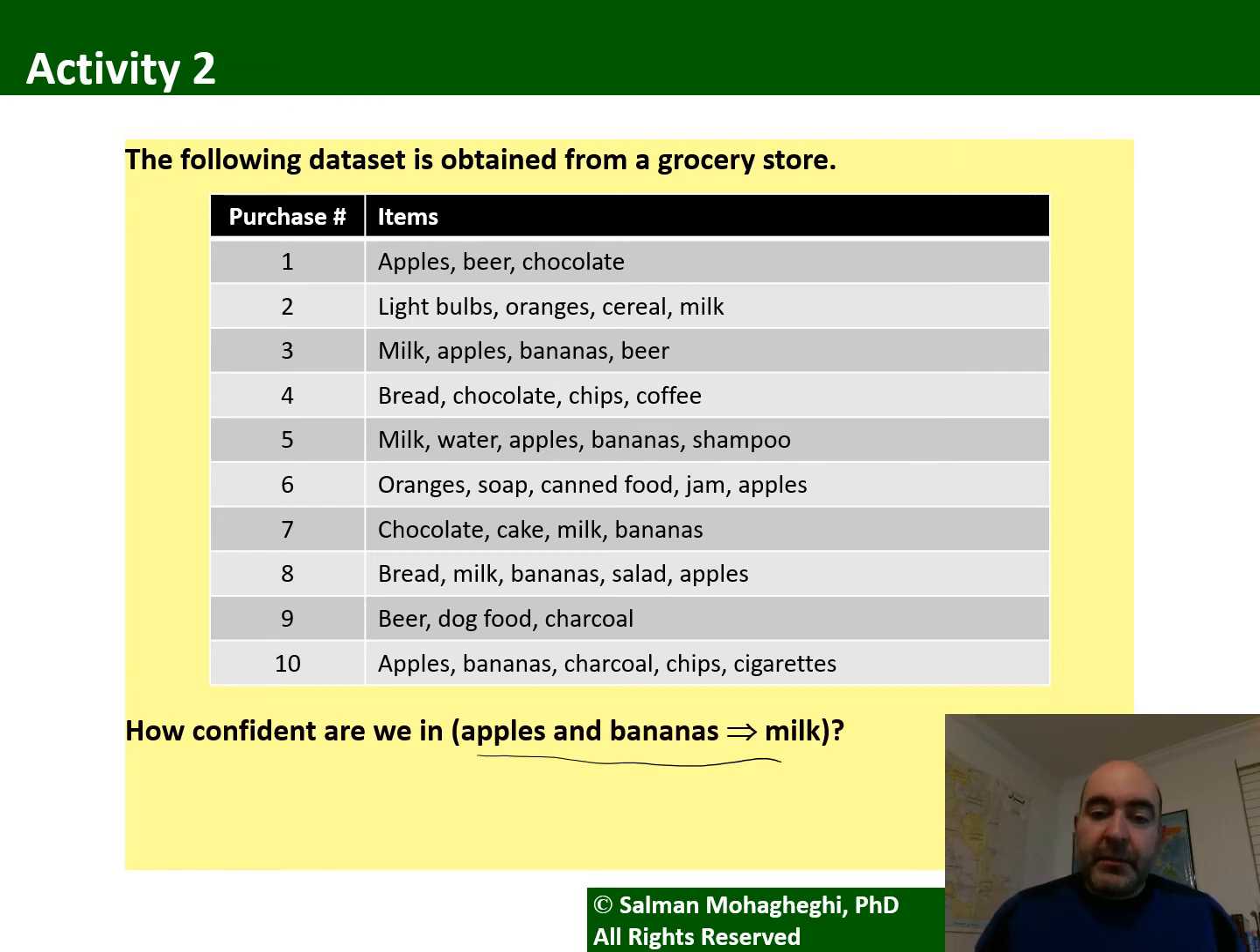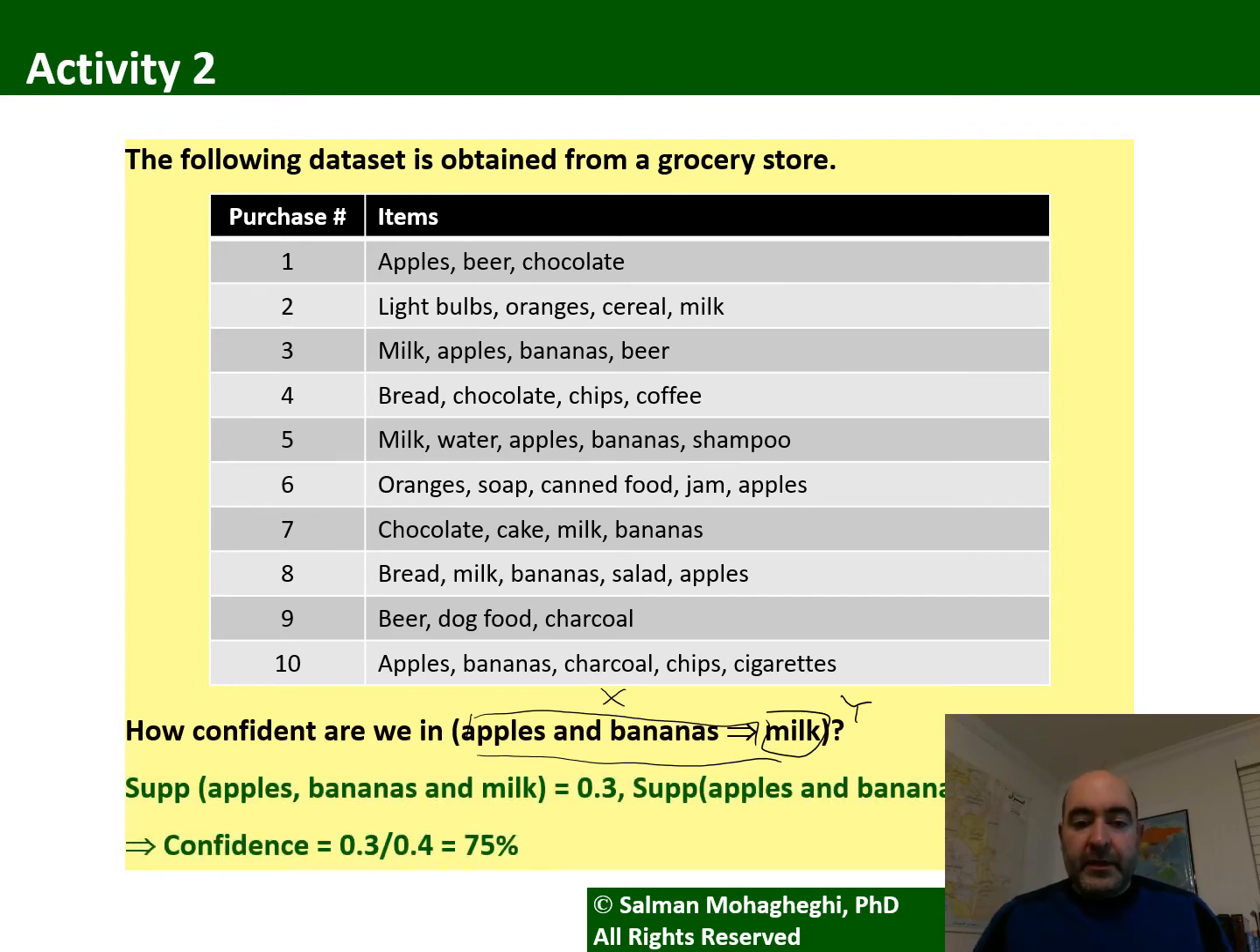All right, apples and bananas, then milk. So confidence for apples and bananas, then milk would be equal to the support for apples and bananas, then milk, divided by support for apples and bananas. Remember, support for X, then Y, divided by support for X.